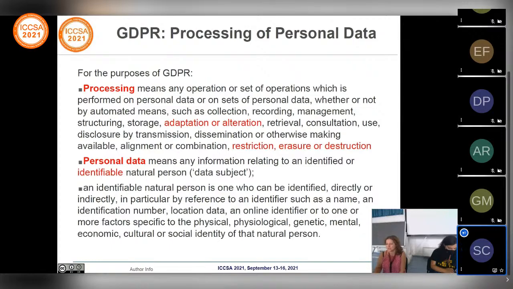Personal data means any information relating to an identified or identifiable natural person, who is also called the data subject. And by processing, we mean any operation that can be performed over this personal data. Among the processing that can be performed on personal data, we focus our attention on the adaptation or alteration, restriction, erasure and destruction of this data. And in particular, we will see them in the context of blockchain technologies.